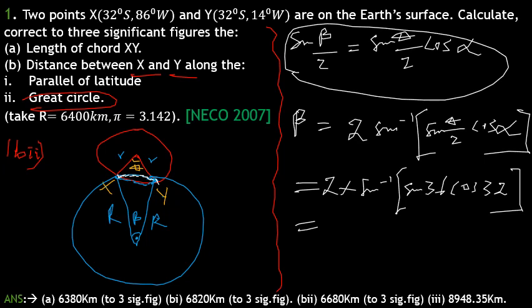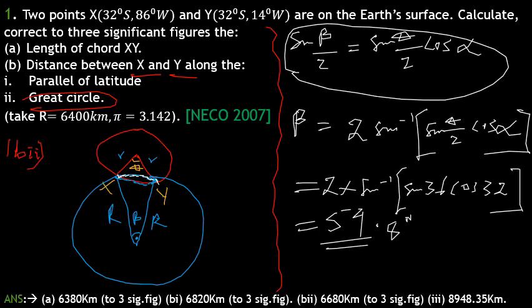Good. Okay, so we get approximately 59.8 degrees. So that is the beta. Okay, so we can now plug in the length, which we are looking for now, the distance between x and y along the great circle.